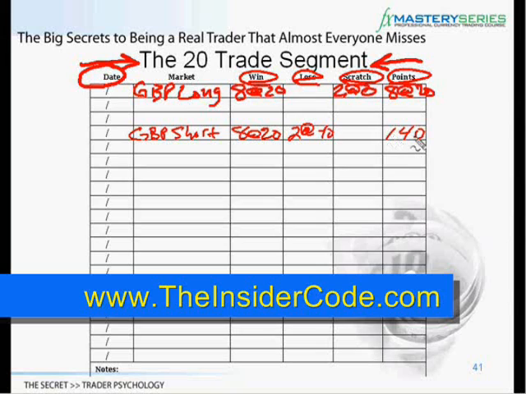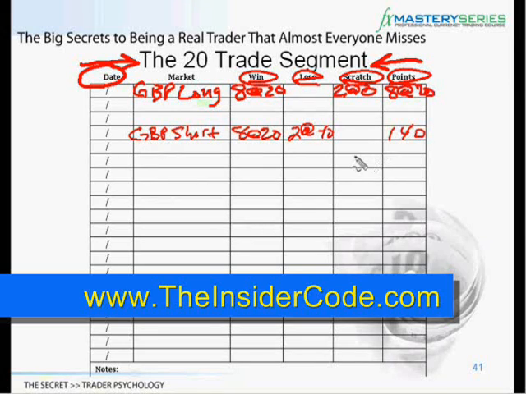I prefer to just put in the total 140, or if you really want to simplify things, you can just put in the points. But since we're dealing with multiple lots, my suggestion is to use the total, so 140. Because now remember, that's because we have 8 at 20, then a loss of 2 at minus 10. Now the reason why we do it this way is so we can then transfer this over to our spreadsheet.